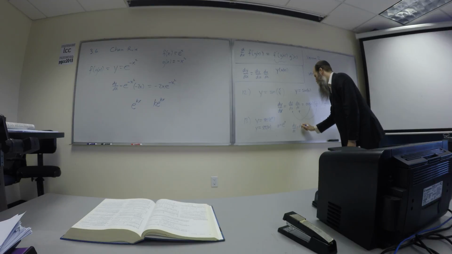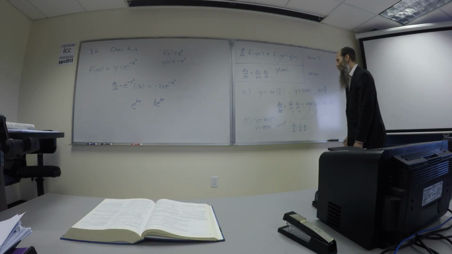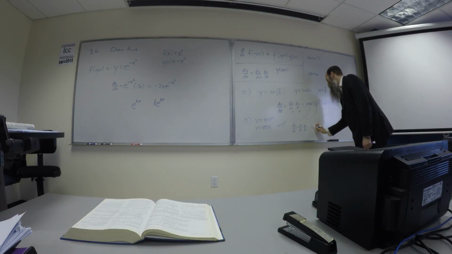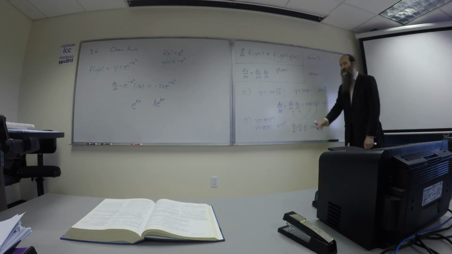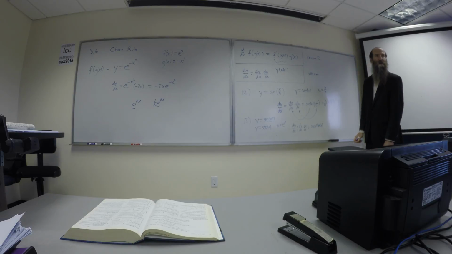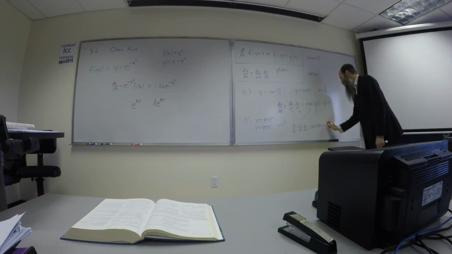Equals dy du times du dx. So the dy du is secant u tan u. And you multiply that by du dx. Well, that's just itself again, right? Du dx is e to the x back. So times e to the x.